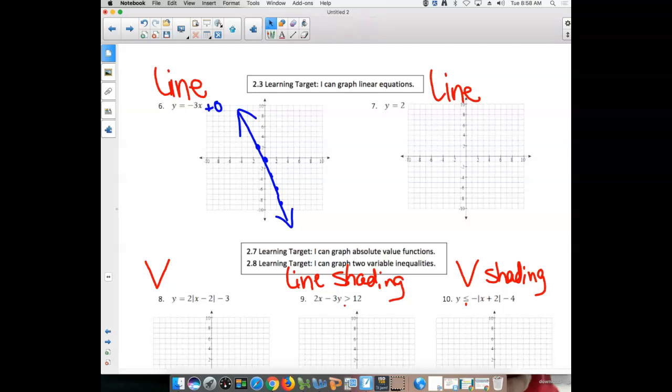Our next one here, now I did say it's going to be a line, but this is a special line. Because it's y equals number with no x on it, that means we're going to have a horizontal line. I'm just going to do a quick one down here just so we can review. If I had x equals number, remember that's going to mean I have a vertical line.